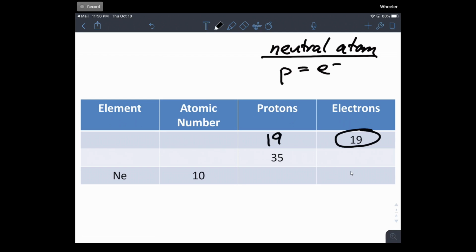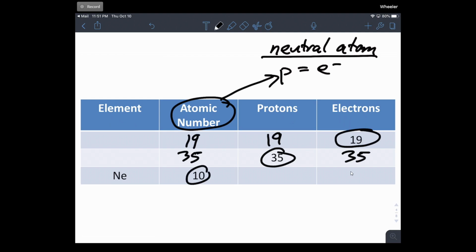That's going to be true for the rest of these rows as well. So if there's 35 protons, there's going to be 35 electrons. And then the atomic number also corresponds to the number of protons. And so if I have 19 protons, then I have an atomic number of 19. If I have 35 protons, I have an atomic number of 35. And then going the reverse direction, if I have an atomic number of 10, then I must have 10 protons. And then going back to the concept of a neutral atom, if I have 10 protons, then I must have 10 electrons.